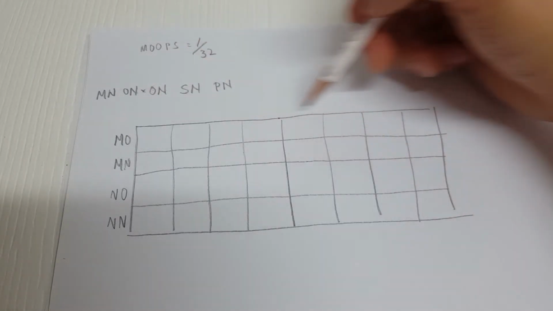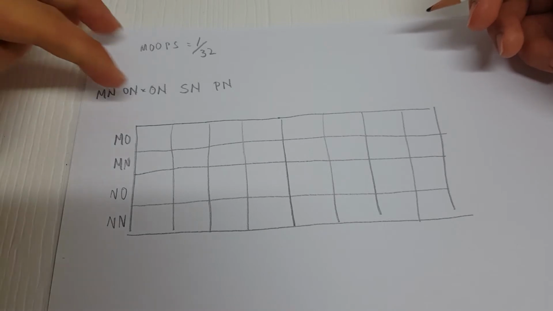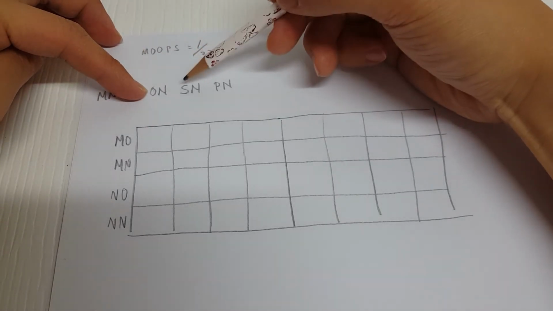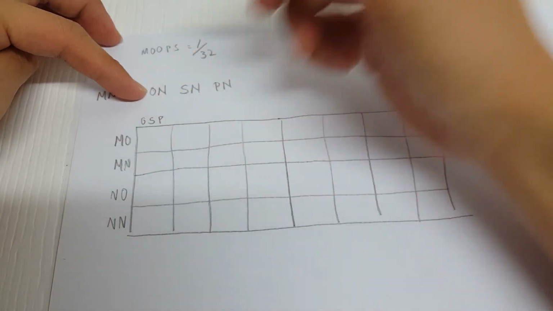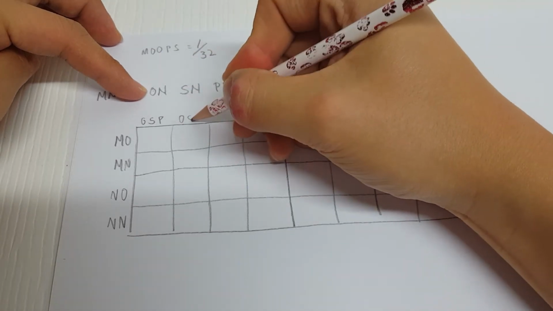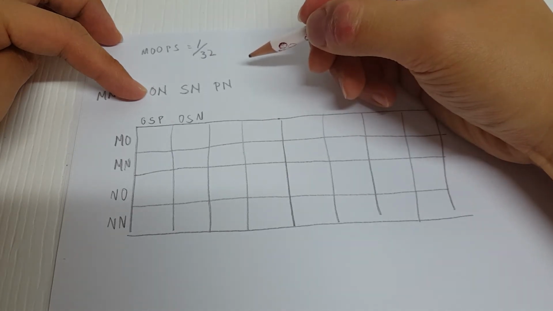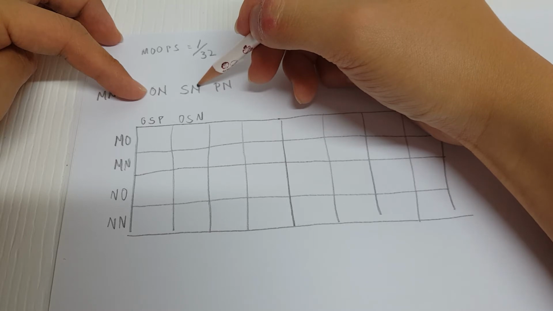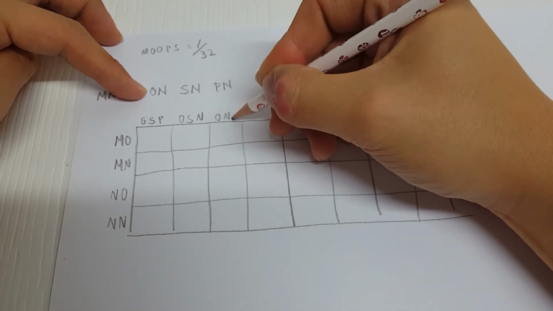The genetics for the female go along the top. So this is going to be new to you. We're going to start with the first letter of each pair, so that's O, S, and P. Now we're going to do the first letter of the first two pairs, so O, S, and then the last letter for the last pair. Now we're going to use the first, last, and first, so that's O, N, and P.